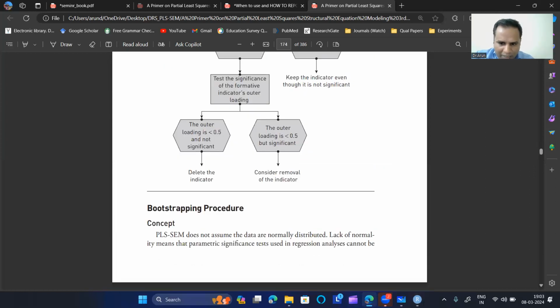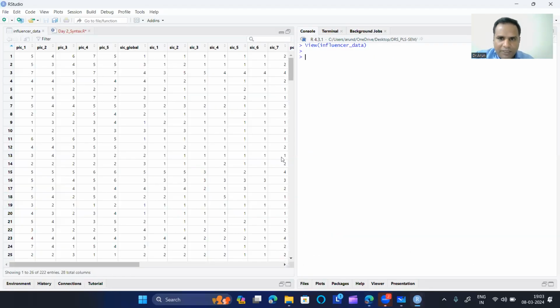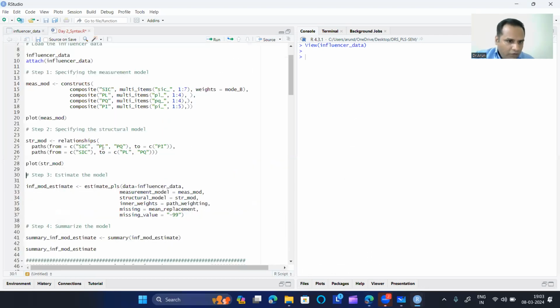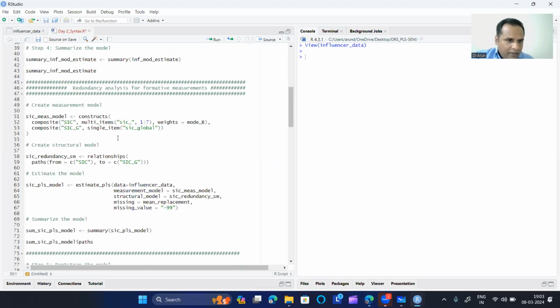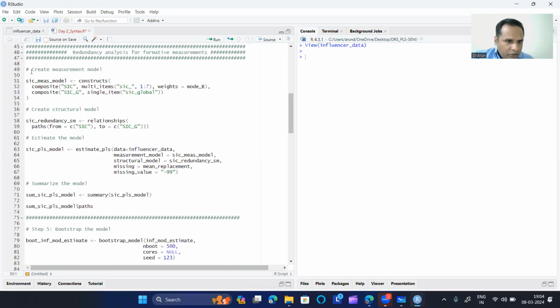Now let me take you to my syntax. So now friends, pay attention. Again, what I'm doing is creating the measurement model. If you focus on the syntax, I'm creating a measurement model between SIC, the 7 items, and the one single item. See, how is convergent validity established for a formative construct?